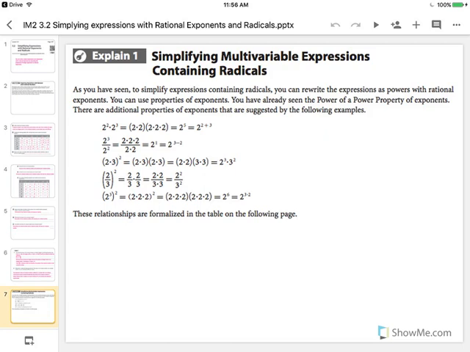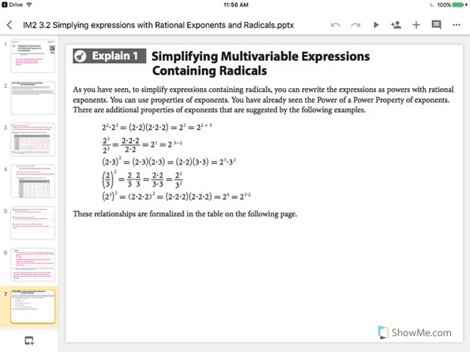So as you have seen, to simplify expressions containing radicals, you can rewrite the expression as powers with rational exponents. You can use properties of exponents. You have already seen the power of a power property of exponents. There are additional properties of exponents that are suggested by the following examples. So we have 2 to the second power times 2 to the third power is equal to 2 to the fifth power.